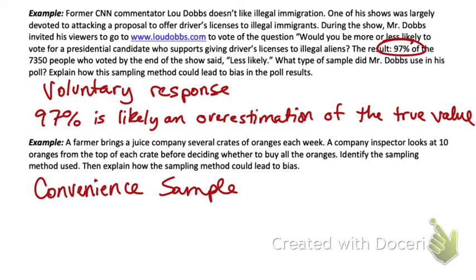Now, what direction is this bias in? Do you guys think that this sample is going to overestimate the quality of the oranges or underestimate the quality of the oranges? That means they're going to overestimate how good they are. So think about the whole situation. The farmer figures out the guy's only going to look at the top 10. He's probably going to put the best 10 on the top. This is an overestimation of the quality of the oranges.